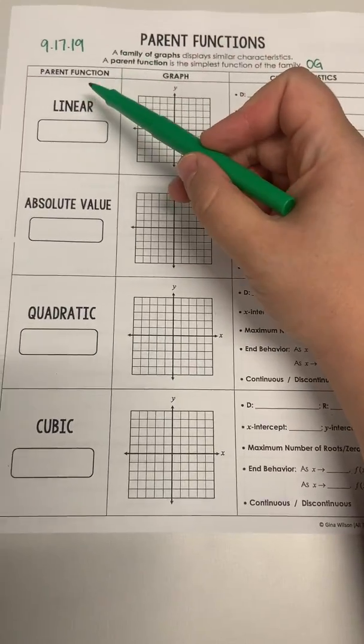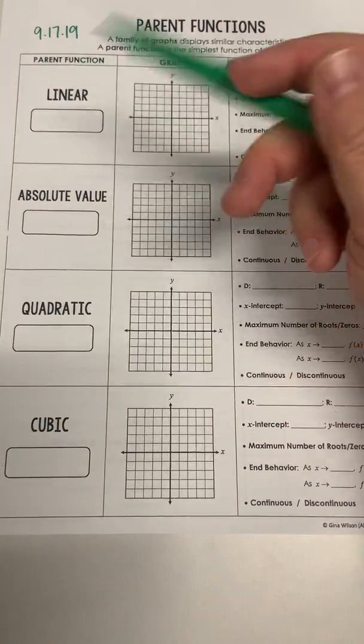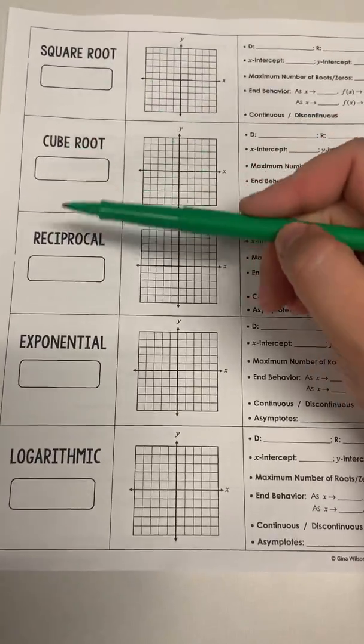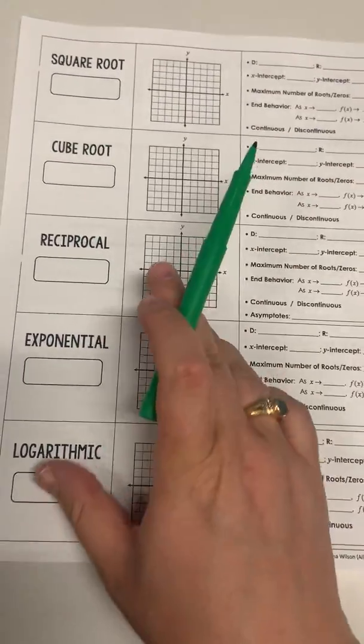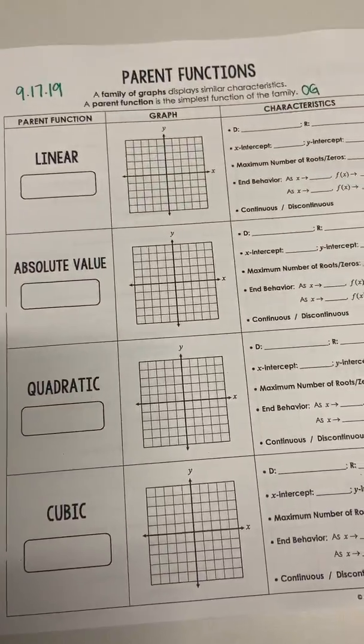So I have a couple of function families. I have the parent function. I have linear, absolute, quadratic, and cubic. And then on the back side of this paper, I have square root, cube root, reciprocal, exponential, and logarithmic. We've been focusing a lot of our time on absolute value, so that's where I'm going to start.